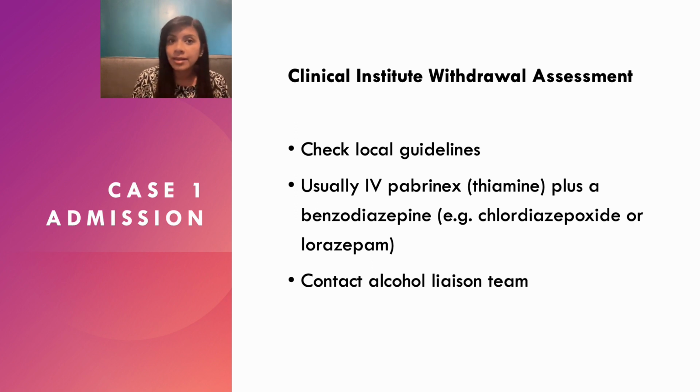So your local guidelines will all vary, but usually you would give a patient something called IV Pabrinex, which is thiamine, a vitamin, plus a benzodiazepine that's given depending on whether they're becoming agitated or if they have a tremor or anything like that. Some places also give lorazepam instead. And if your hospital has an alcohol liaison team, it's really important that they're involved because this patient will need help in the community once she's discharged as well.